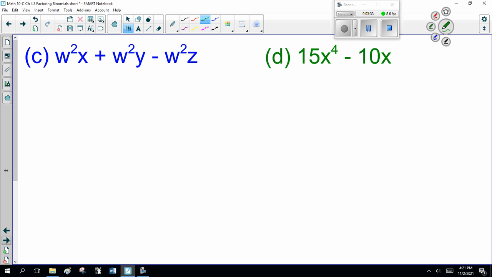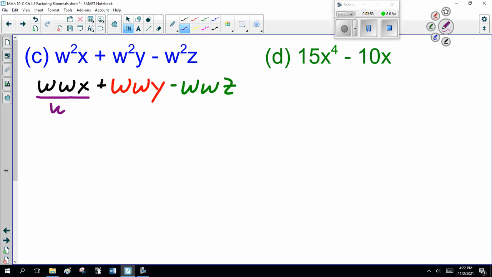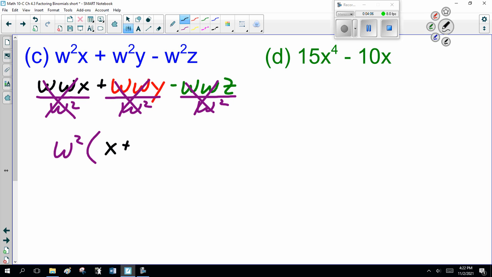Do a couple more. Now, this third one is getting sneaky because there's 3 of them. So what's common to all 3? Well, this is wwx plus wwy minus wwz. What's common to all? Yes, w squared. So we get w squared on the outside. And we're down to x plus y minus z.